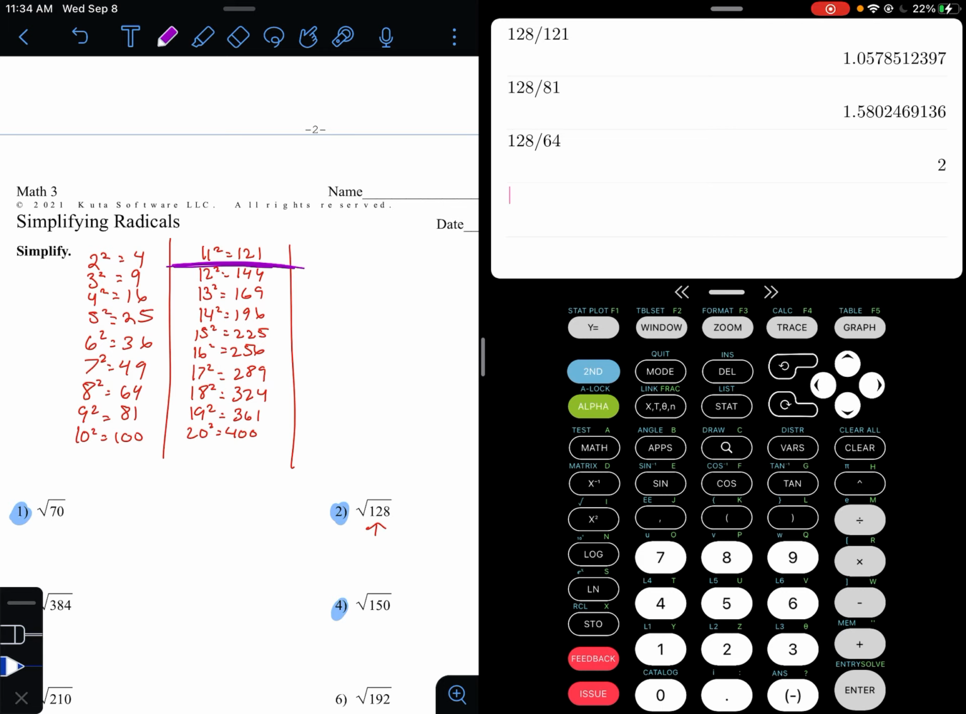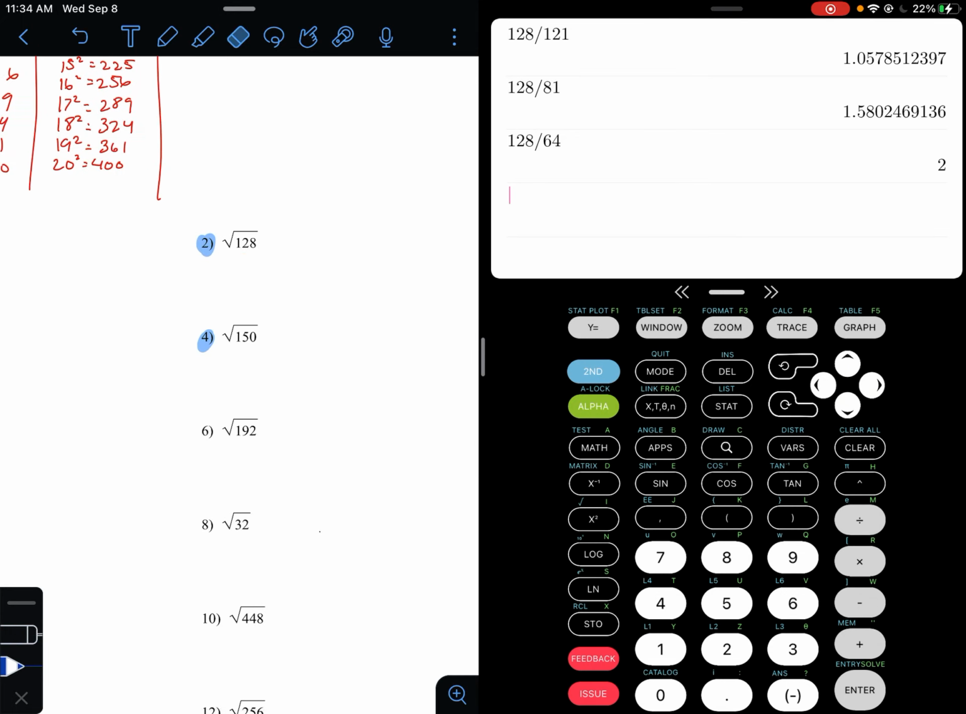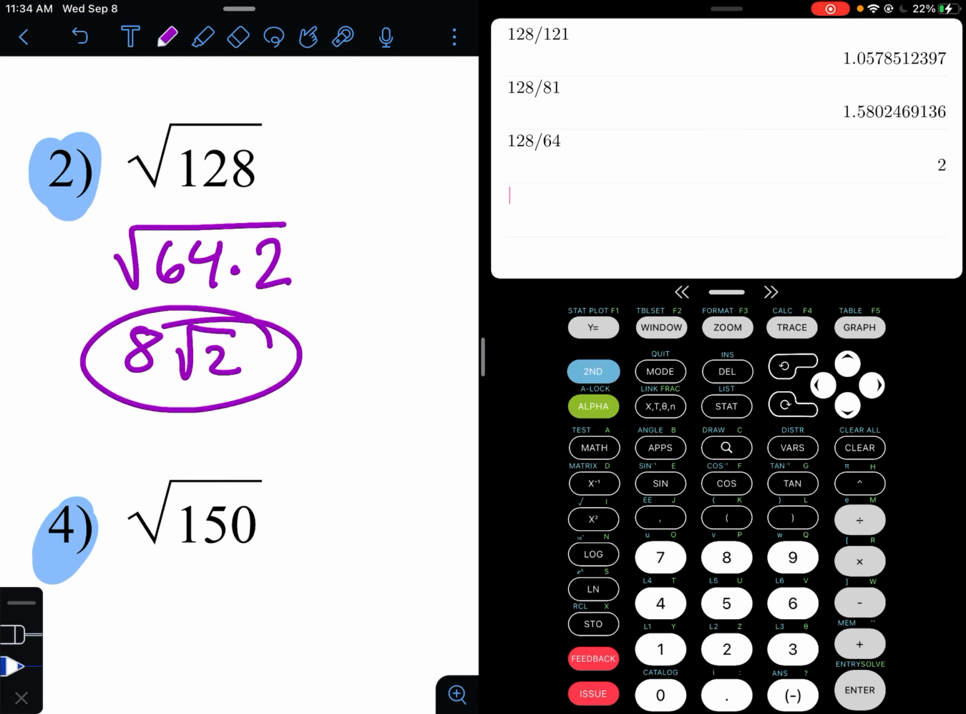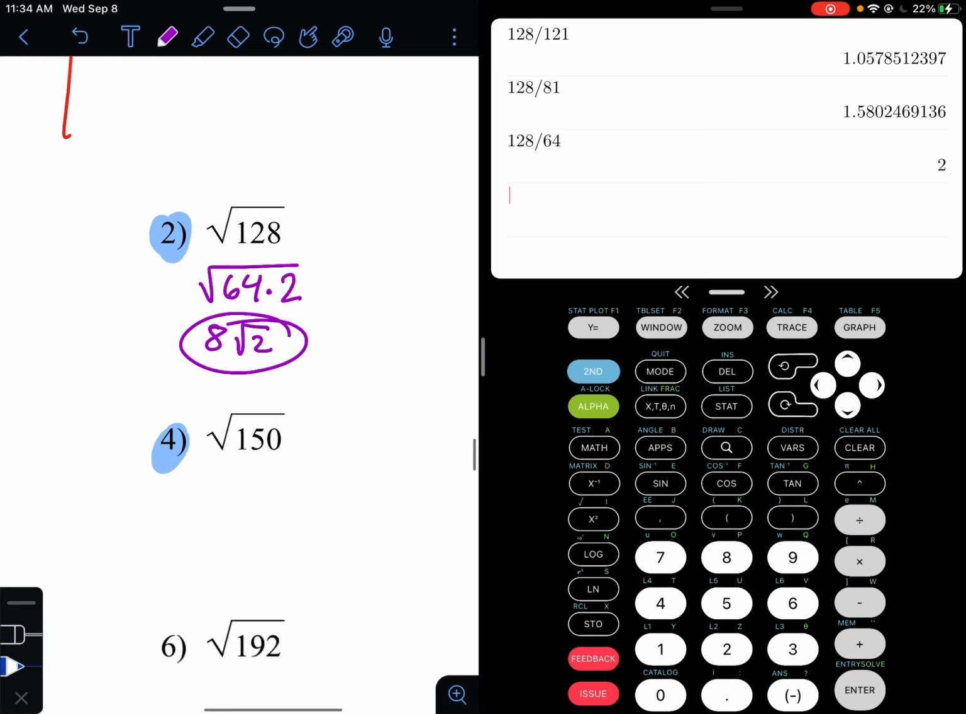And why do I know that 64 works? Because I get a whole number out. I get a 2. So that tells me that 64 is a factor. So that means that I could break 128 down into 64 times 2. All right. And I know that the square root of 64 is 8, so I get 8 root 2, and that is my answer.